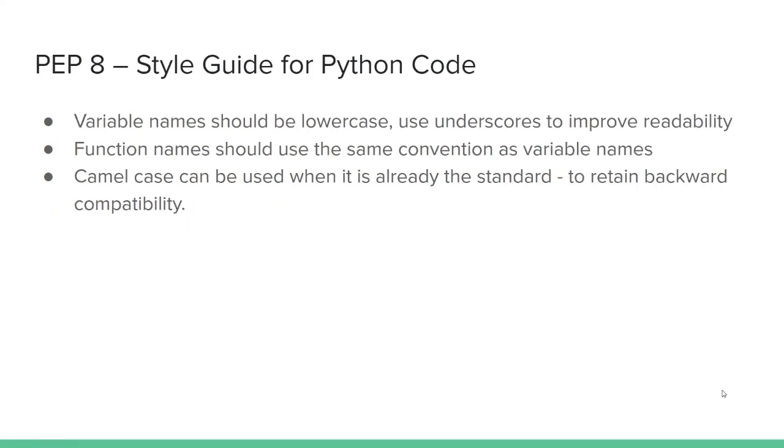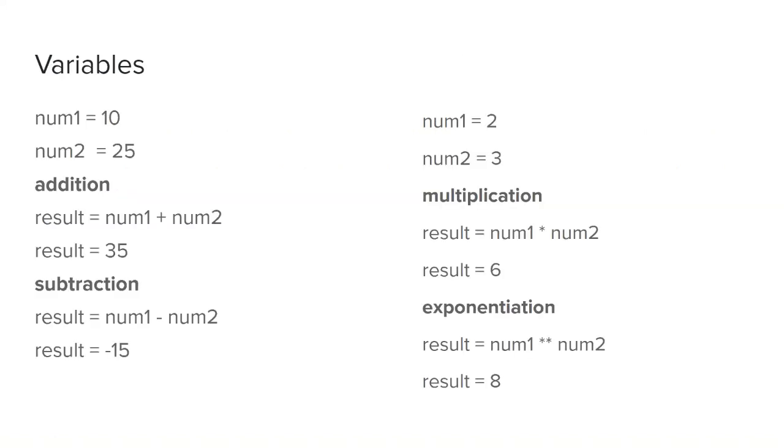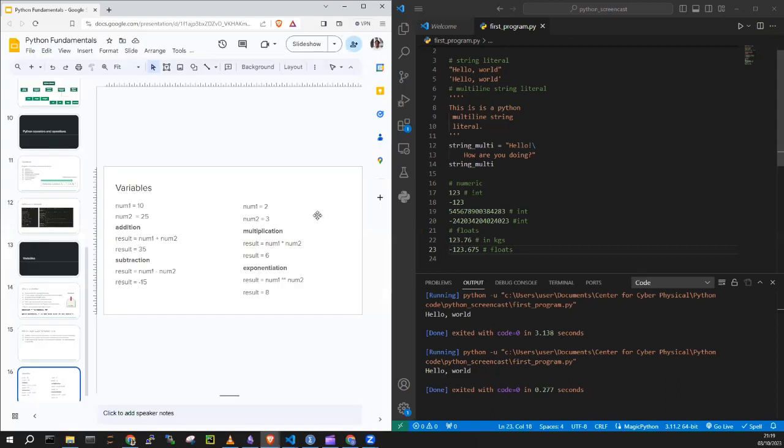PEP 8. This is the style guide for Python code. It's essentially a standard for how to write your code in Python. I know this is an introductory lesson, but it would be good for you to know about this, so that when you start learning how to write Python programs, you follow this convention, okay? And variables, okay, so that's the end of the slides. So let's now get back to that example.